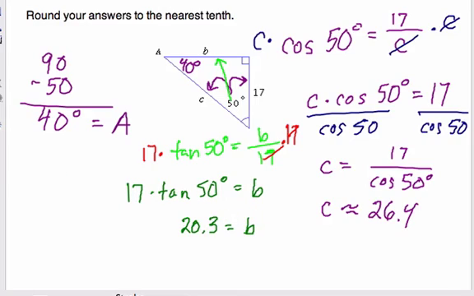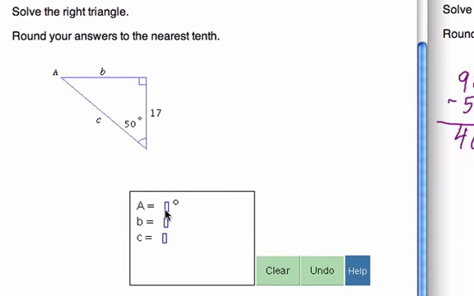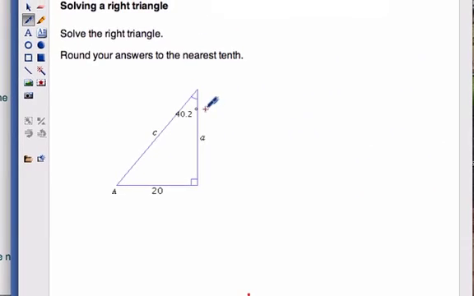So when you enter that in ALEKS, you would go ahead and enter for angle A, 40 degrees. For side B, that was 20.3. And for side C, that was going to be 26.4. And that's your answer.